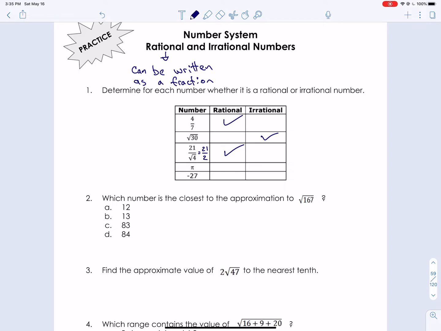Pi, all right, so we all know that that number is non-repeating and unending, so that would be irrational. And then we have negative 27, so if we wanted to make that into a fraction, we just put a 1 under it, so that one is rational.